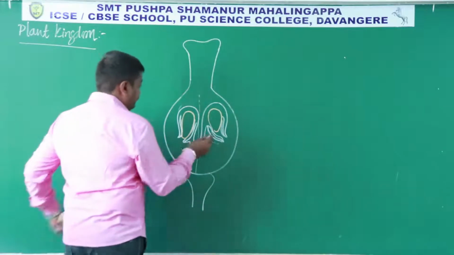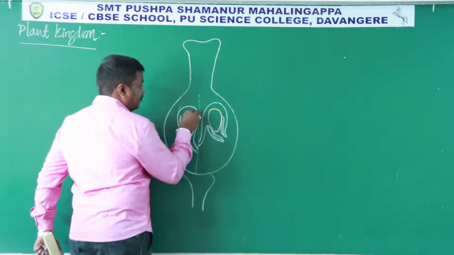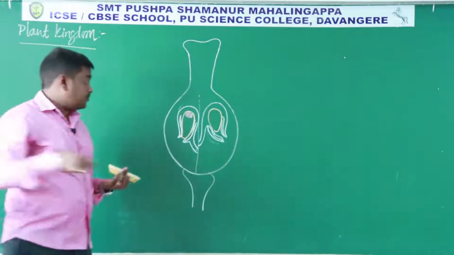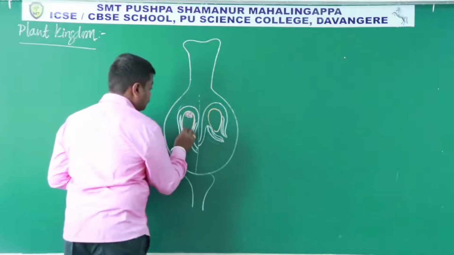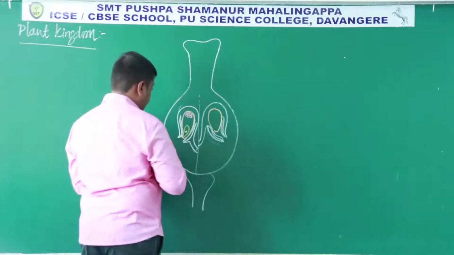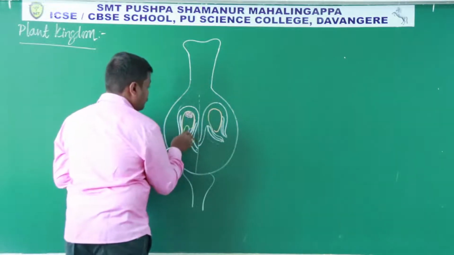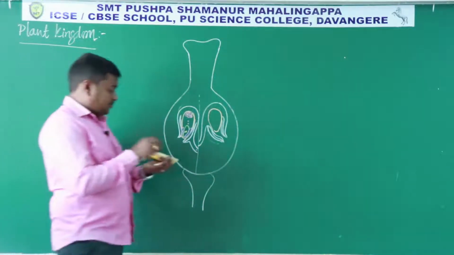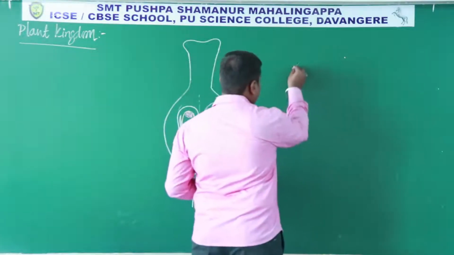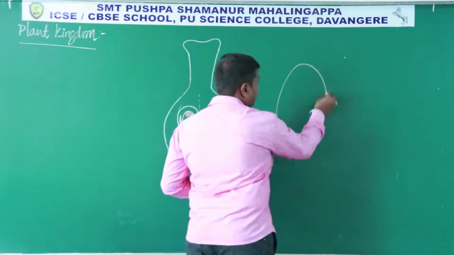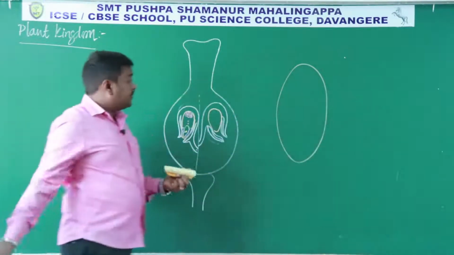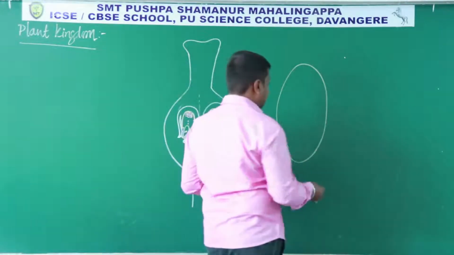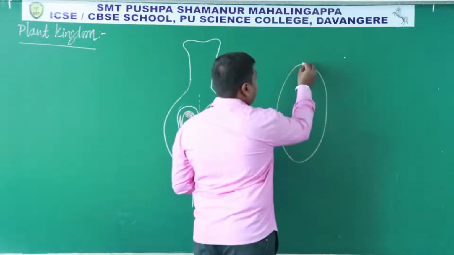Within the embryo sac you can find 3 antipodals, 1 egg, 2 synergids and 2 polar nuclei. Let me write it a little larger. This structure represents the female gametophyte, which is present within the ovule. The ovule is nothing but the megasporangium.